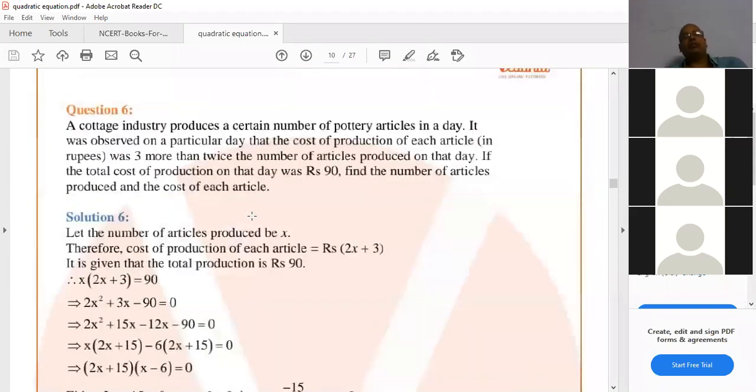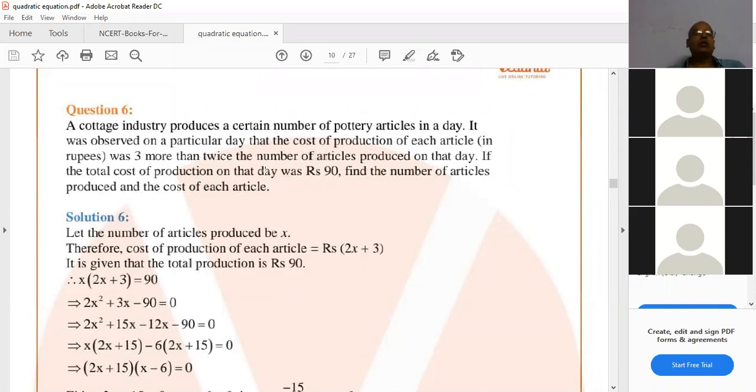A cottage industry produces a certain number of pottery articles in a day. It was observed on a particular day that the cost of production of each article in rupees was 3 more than twice the number of articles produced on that day. This is the main condition. If the total cost of the production on that day was 90 rupees, find the number of articles produced and the cost of each article. Let the number of articles produced be x. Then the cost of each article on that day is twice the number of articles, 2x, plus 3 more, so 2x plus 3 rupees.